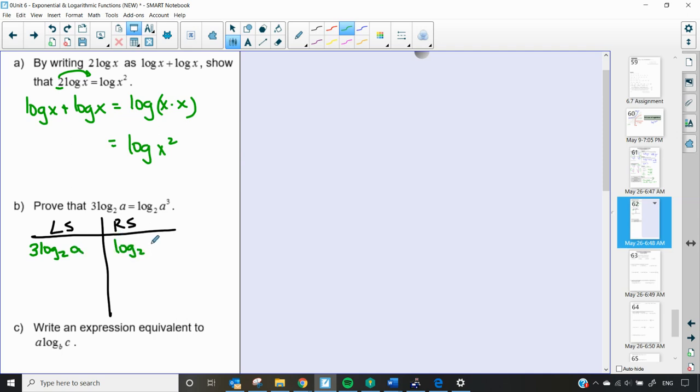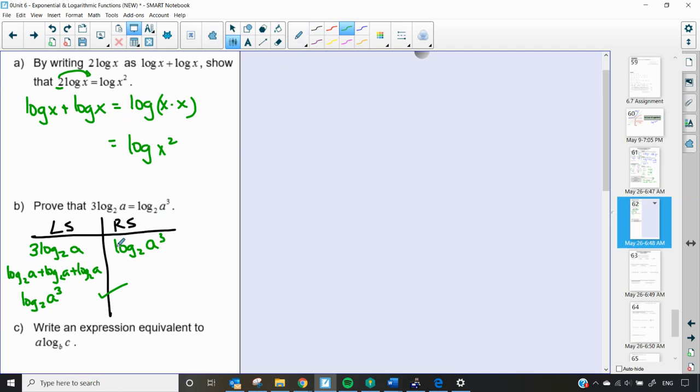So we've got log base 2 of a cubed. Now, looking at these here, I'm going to write the left-hand side as 3 separate logarithms. So I can write that as log base 2 of a plus log base 2 of a plus log base 2 of a. Using my properties, that means that I can write this as log base 2 of a times a times a, which is a cubed. And so these are equal, so it's the same.